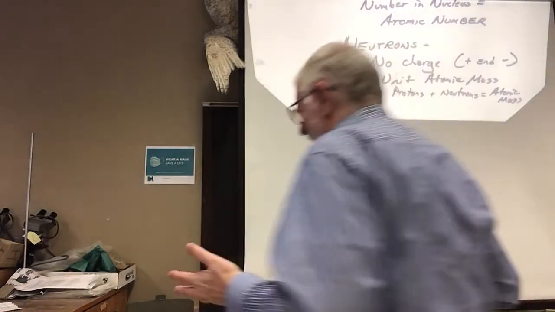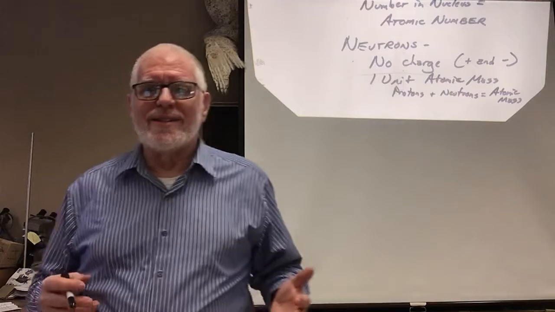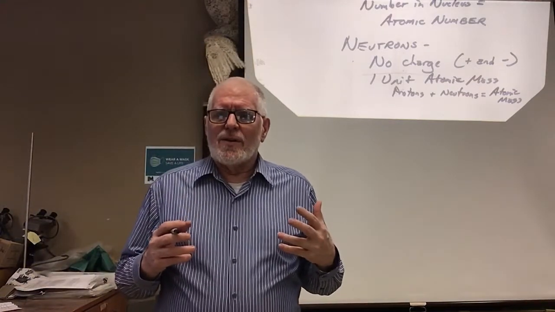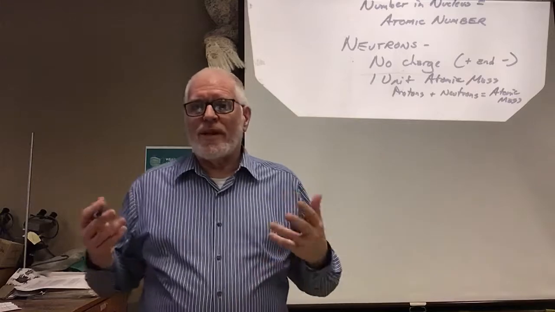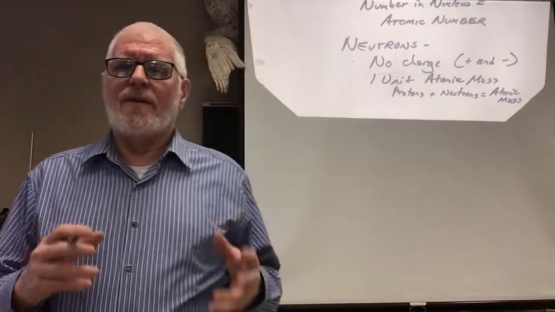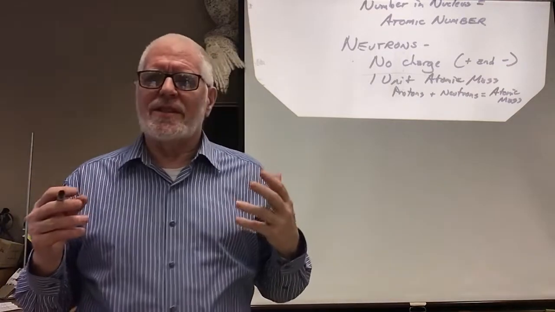So the mass of an atom, since the electrons don't weigh enough to count it, even if there's a bunch of them, the protons and the neutrons together give you the mass of the atom, the atomic mass, the atomic weight of the atom itself, the atomic weight of the element, sort of.